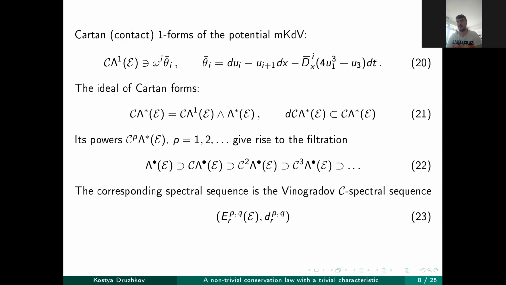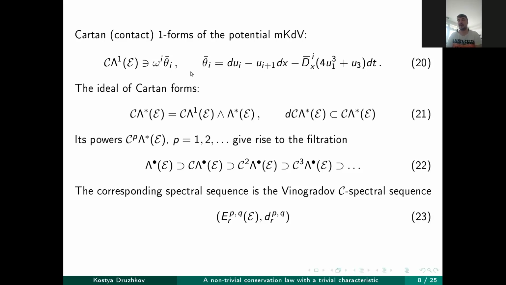Formula 20 describes Cartan or contact one-forms of the potential KdV. So here we have just contact forms restricted to the potential KdV. This explains why we do not have something like a derivative with respect to t, but an expression in terms of the intrinsic geometry of the system epsilon. And Cartan one-forms are linear combinations of this form with these basis contact forms. They must be finite linear combinations, and the omega I are smooth functions of the coordinates on epsilon.